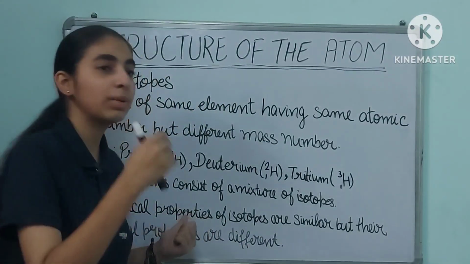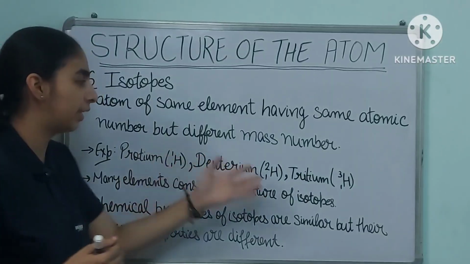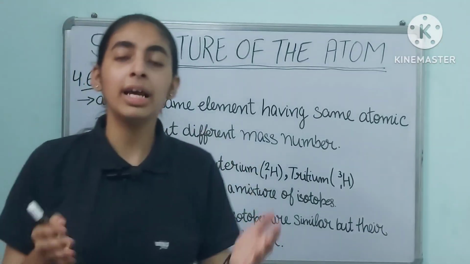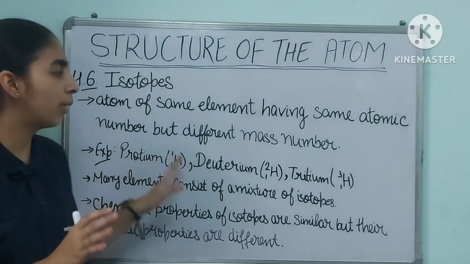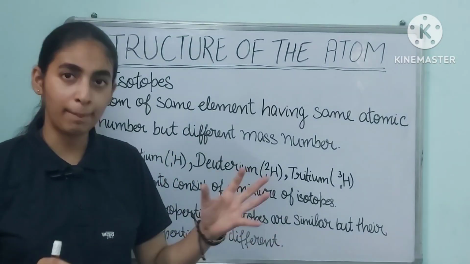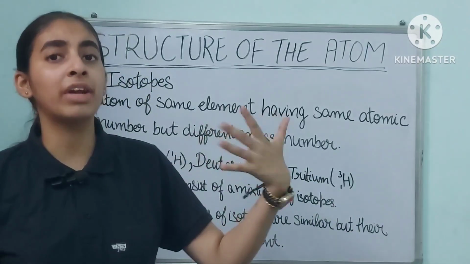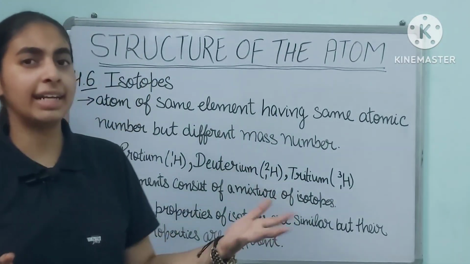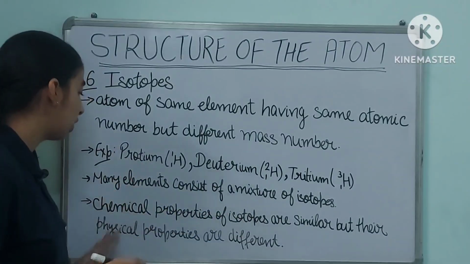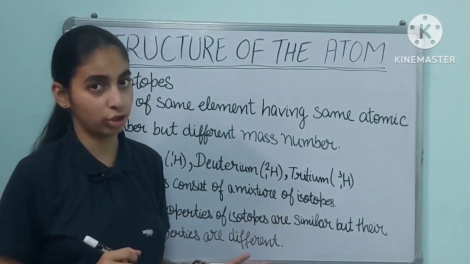Chemical property means how protium, deuterium and tritium react with other matter, and that will remain the same. Whether it is protium, deuterium or tritium, the chemical property will remain the same. Different will be the physical properties, such as viscosity, melting point, density, smell, state, color. So the physical properties are different, and the chemical properties of isotopes are similar.